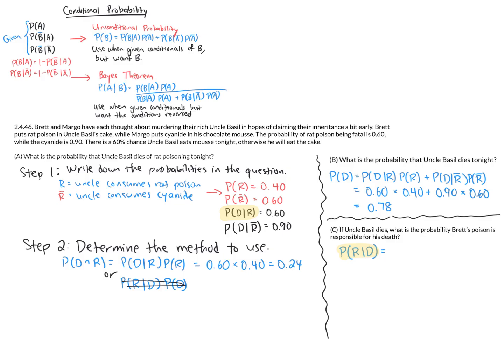Looking at our data, we had those variables reversed. We were given the probability of death given that he consumed rat poison. Now we want rat poison given that he died. That reversal is the situation for Bayes' theorem.